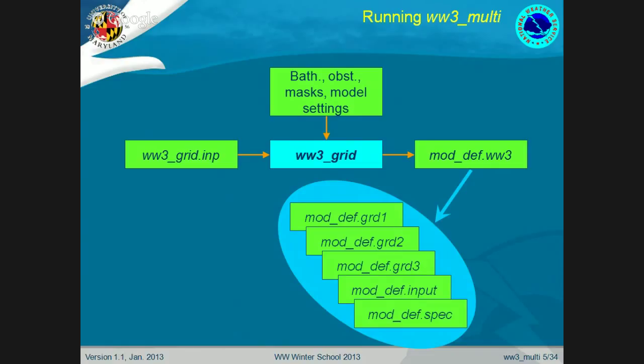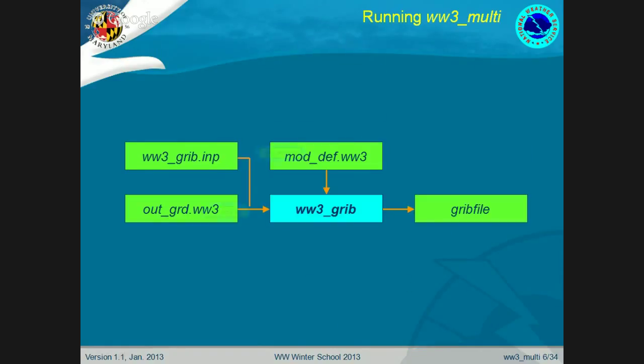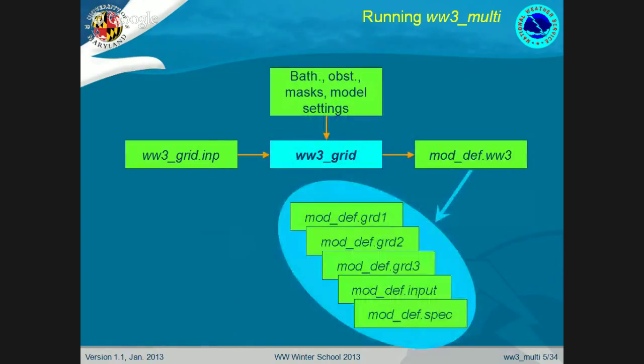Then there are possibly also other grids. You will have to now define grids for the inputs, especially if you want to use the same input for all your grids. Let's say you want to use ECMWF or NCEP global winds for all your three grids. So you have to define a grid for the forcing.